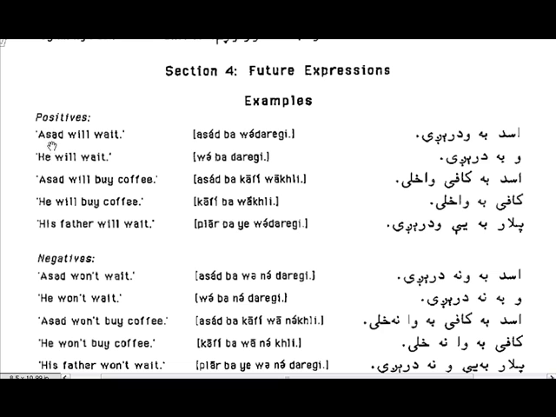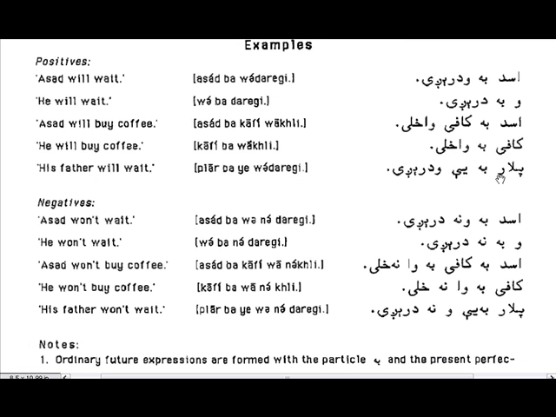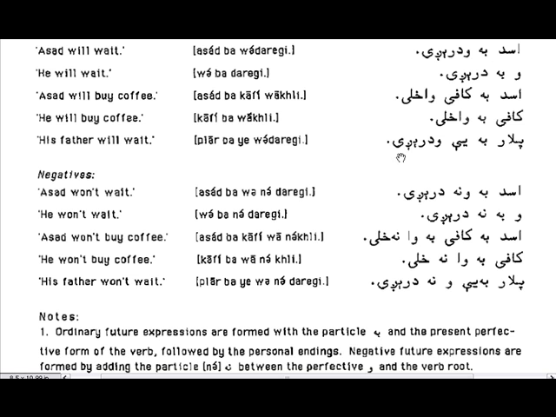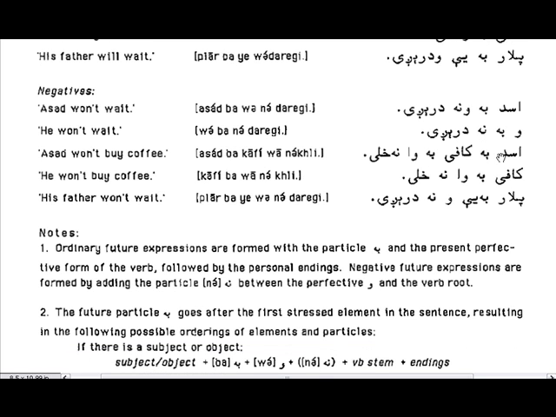Future expressions. Positives. Asad will wait. Asad ba wudaregi. He will wait. Wuba daregi. Asad ba kafi wakhli. Asad will buy coffee. Kafi ba wakhli. Plar ba ye wudaregi. His father will wait. Asad ba wunadregi. Asad won't wait. These are negatives. Wuba nadregi.